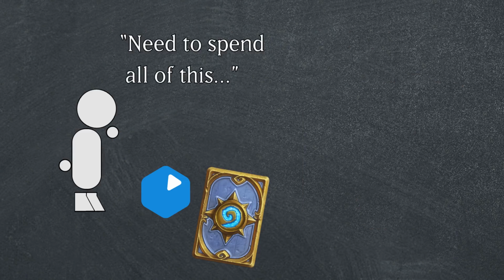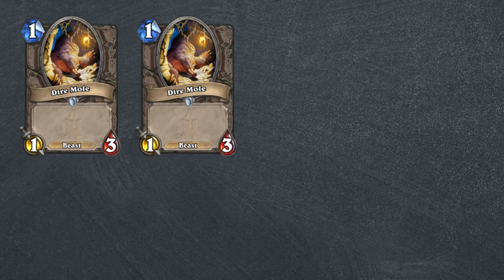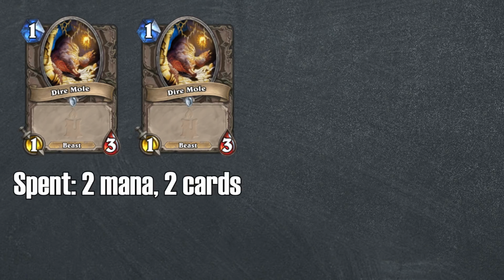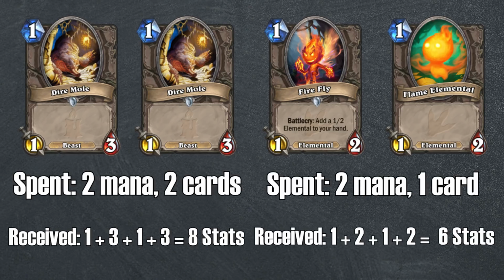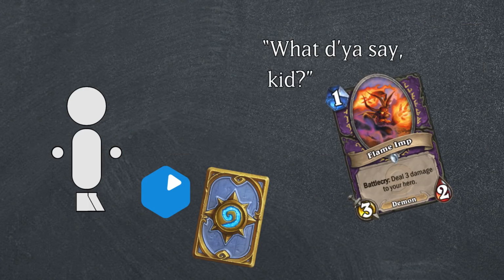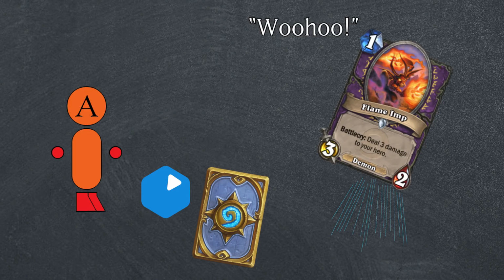If a player wants to get as many resources on the field in the first few turns as possible, then 1 mana cards are the key. Someone who plays 2 Dire Moles has used 2 cards and gotten a total of 8 stats. Compare that to a Firefly and a Flame Elemental, which has the player use 1 card to get 6 stats. More resources spent for a greater result. This philosophy of spending cards quickly is the key to most aggro decks, and explains some of their curve choices.